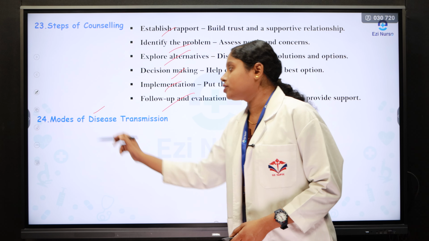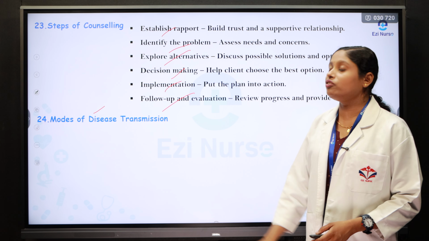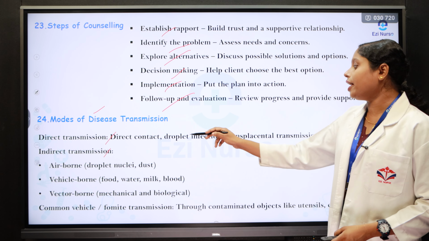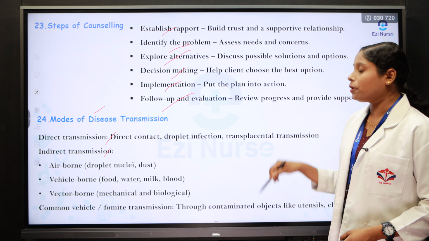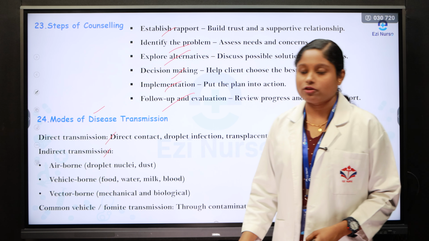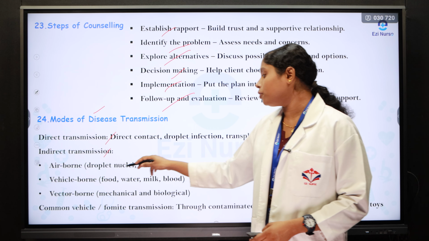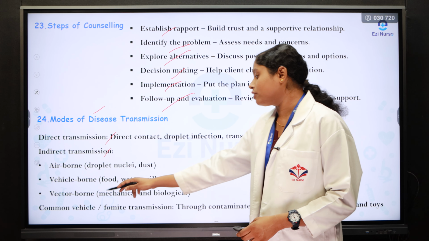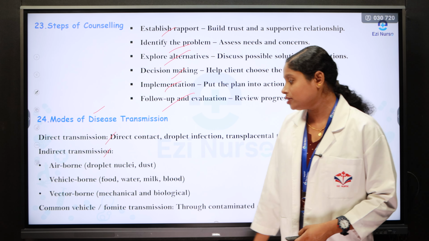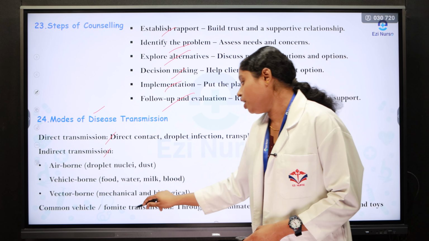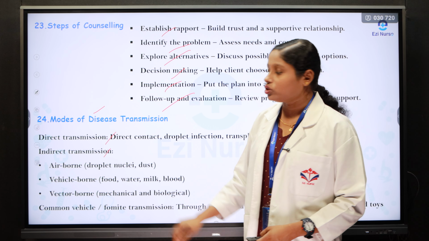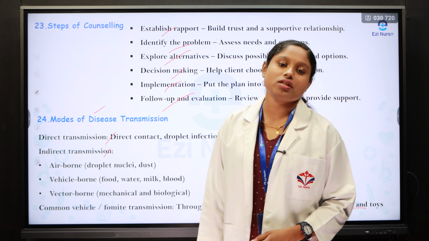The next question we are going to discuss is question number 24, the mode of disease transmission. So what are the modes? Direct and indirect. What is direct? Direct contact, droplet infection, transplacental transmission. In indirect transmission, there is airborne, such as droplet nuclei and dust. Vehicle-borne: food, water, milk or blood. Then vector-borne: mechanical and biological vectors. Then common vehicle, fomite transmission through contaminated objects like utensils, clothes and toys. So these are the modes of disease transmission.